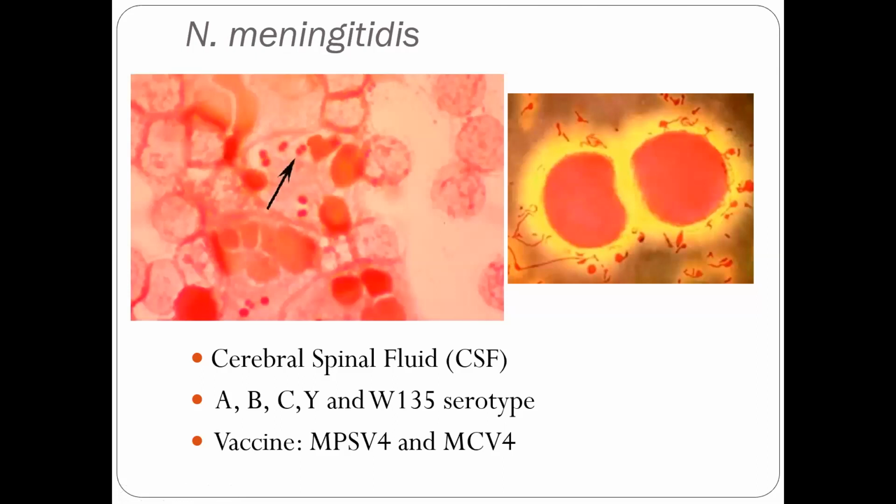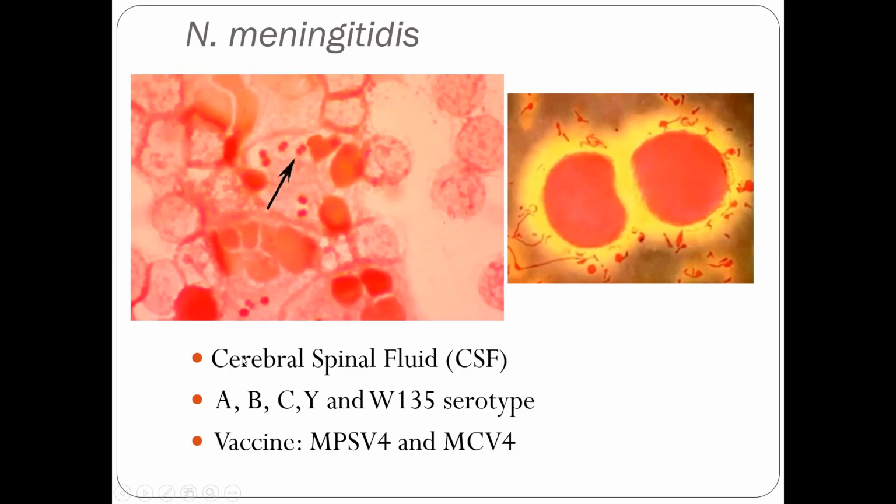Now this is Neisseria meningitidis. We mentioned that. Look at the picture here: this is a white blood cell. Then you see some gram-negative coccobacillus, which is coffee bean shaped. It looks like a coffee bean. It's also a diplococcus. It's coffee bean shaped. That is called Neisseria meningitidis.